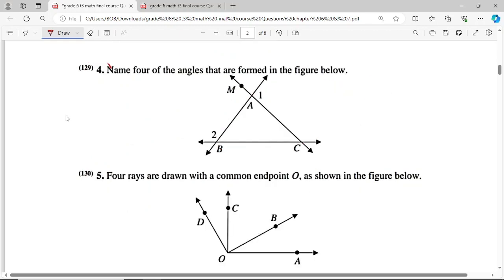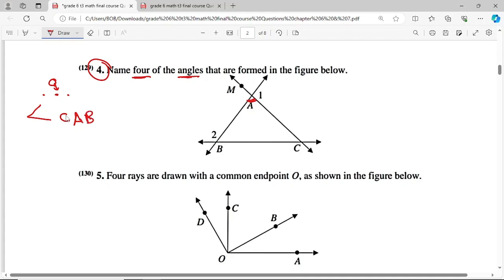Now question number 4. Name 4 of the angles that are formed in the figure below. I have this figure, so I can name the angles. An angle must have 3 points, and the point in the middle is the vertex of the angle. For example, let's say this is an angle. How can I name it? I name it by C, A, B. So I can say it like this. This is the angle, C the first point, A, and B.